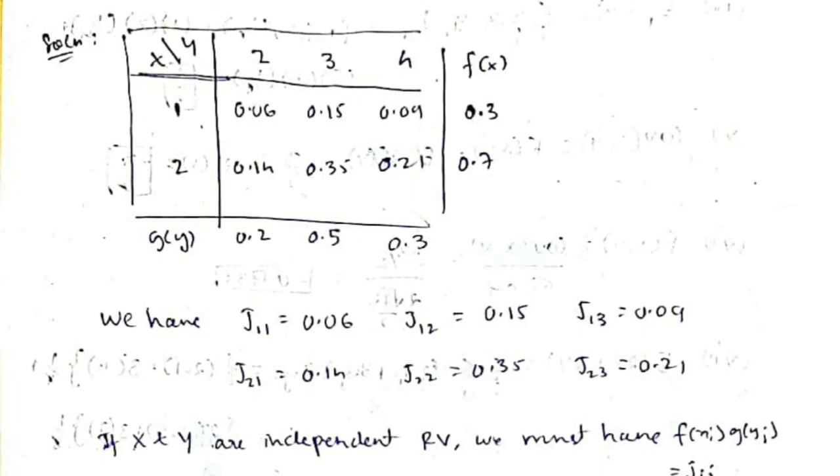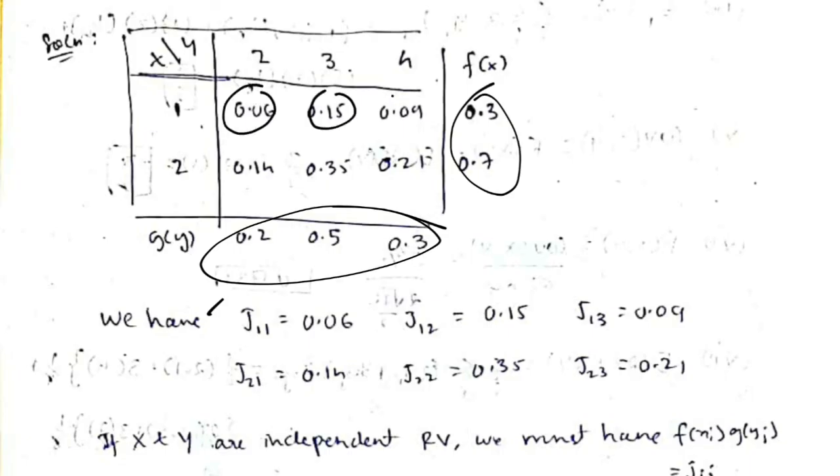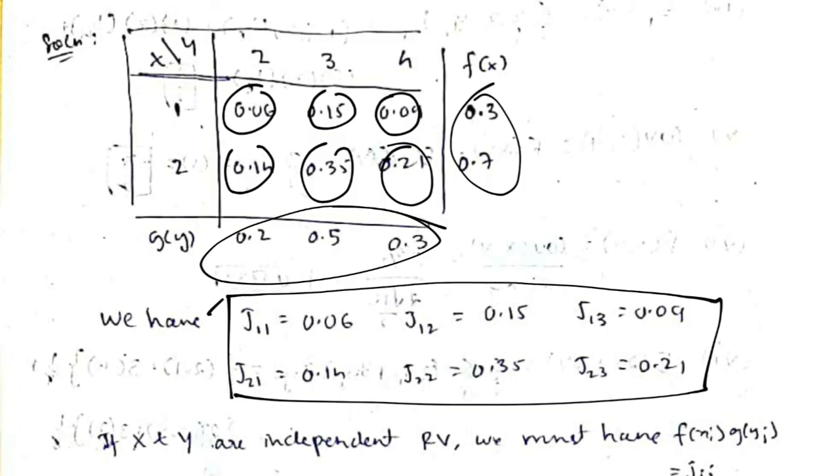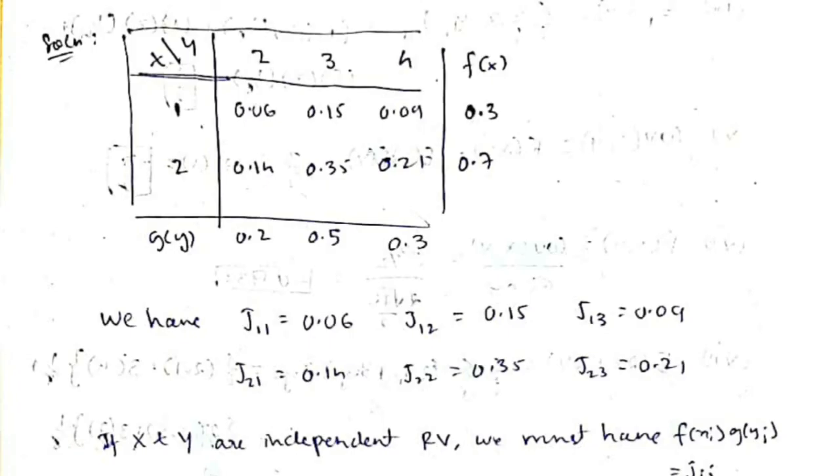For independence, the first step is to find out the sums, and the second step is to write down the individual j values, which are j11, j12, j13, j21, j22, j23. These 6 values we will note down here. Next, our step is to multiply this value with this value. This and this value corresponds to which element? This one. If you get the same answer, proceed further. If you don't get the same answer, write the conclusion as x and y are not independent.